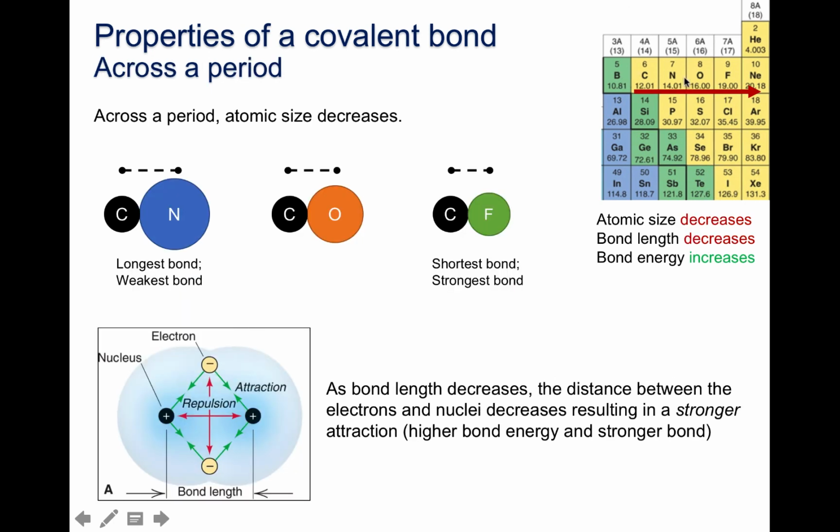If you're going across a period, remember, atomic size decreases as we go across a period. So if we're comparing carbon nitrogen to carbon oxygen to carbon fluorine bonds, fluorine would be the smallest element of this set, so that would represent the shortest bond and the strongest bond. The carbon nitrogen would represent the longest bond and also the weakest bond for the same reason.